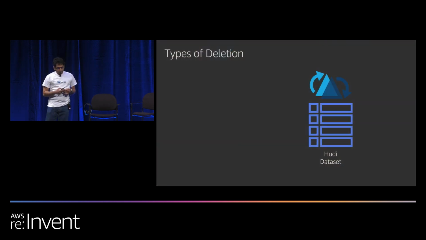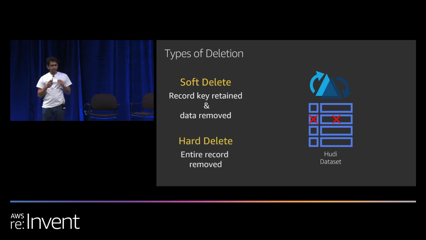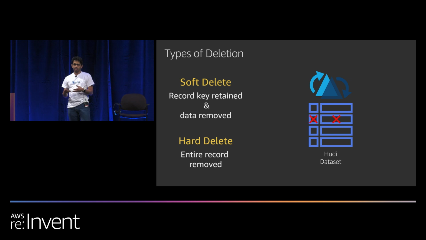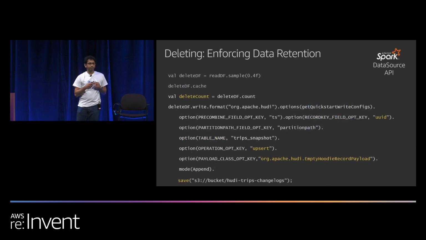Finally, deletes. Here, there can be 2 kinds of deletes: soft deletes, where you want to keep the record key retained for matching to other stores, or you want to just get rid of the entire key as well as the record, right? Soft deletes can be simply implemented using just an update. It's just an update with null for every other field, right? But let's now look at how we can implement hard deletes using Hudi.